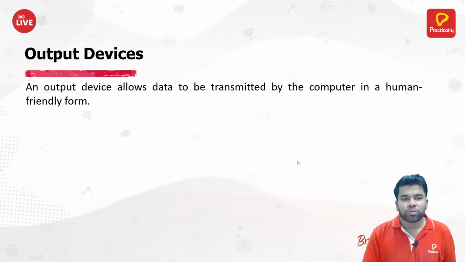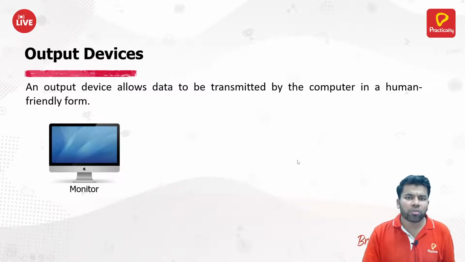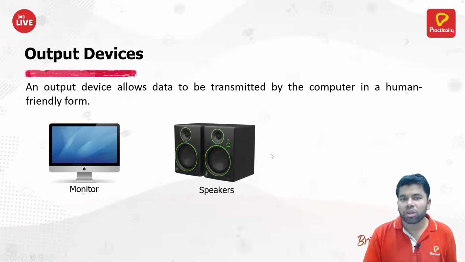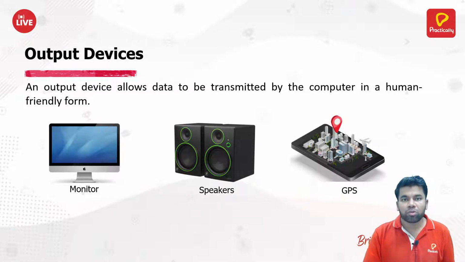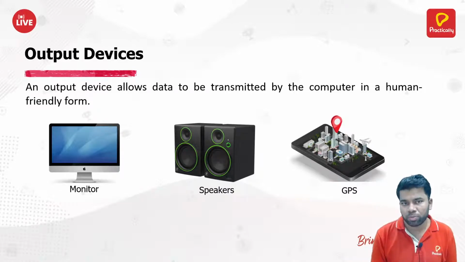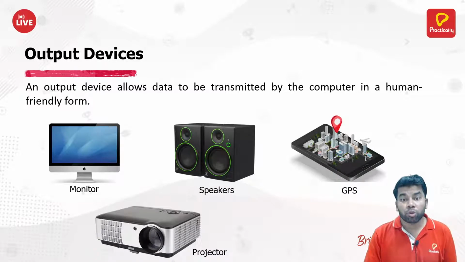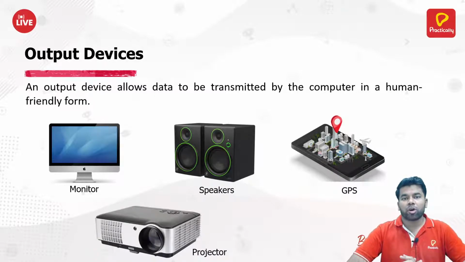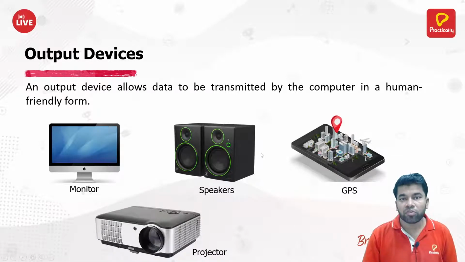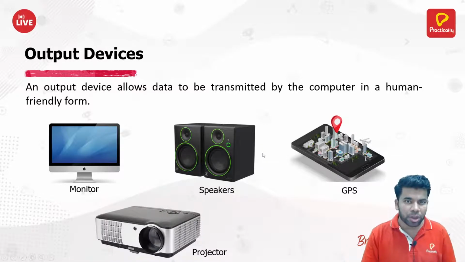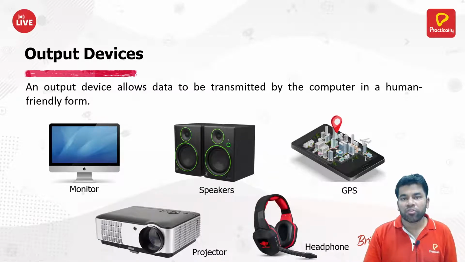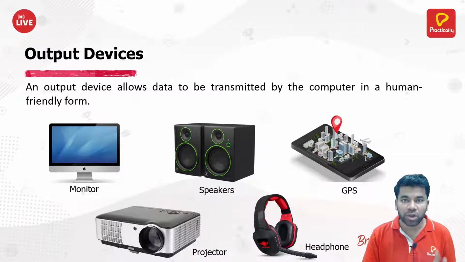Okay, so what are the different output devices? Monitor is an output device, speakers are an output device. GPS is also an output device. Using this global positioning system, we can track someone's location. And projector, yeah, if you want to display the output on a big wall, then we can use the projector for films and images. And headphones also. Headphone is also a type of output device.